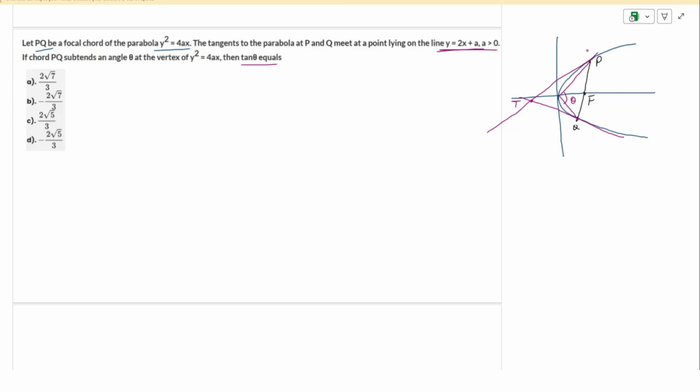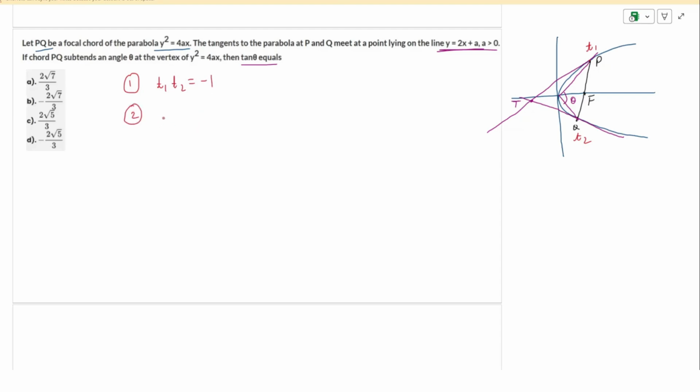So let's assume the parametric coordinate for P to be t1, and for Q to be t2. What does it mean? That I can assume the coordinate of P to be a t1 square comma 2a t1. Correct? Now if PQ is a focal chord, what do you know about that? That t1 t2 is negative 1. Right? That's what you know.